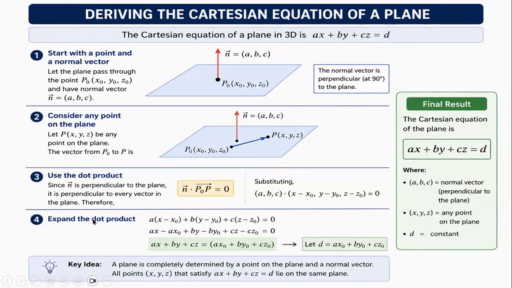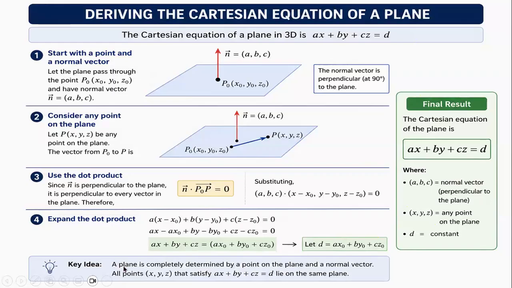Step 4, expand the dot product. We expand the dot product here, and then we have a(x minus x0) plus b(y minus y0) plus c(z minus z0) is equal to 0. And we do the same thing for the others, and we have: let d is equal to ax0 plus by0 plus cz0.